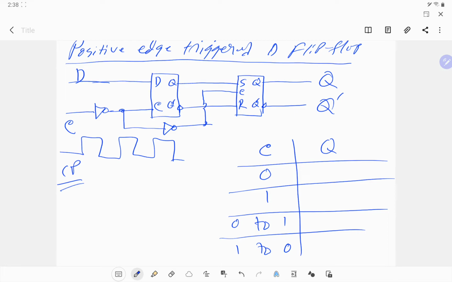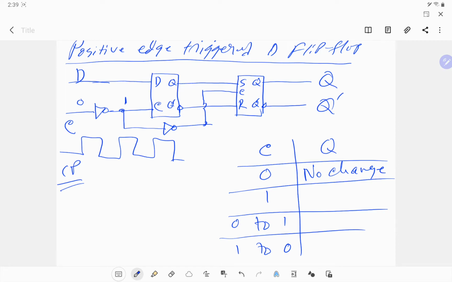Now, when C is 0, it's 0 here, then we get 1 there. So the first latch is triggered. Then D goes from input to the output of the first latch, but the second latch is not triggered. So D does not go to the output of the entire device. So there is no change.